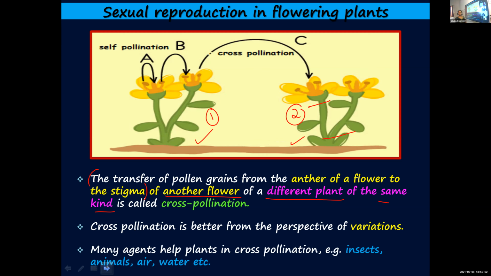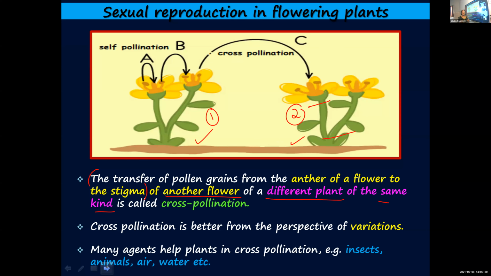And there are different agents to carry out cross-pollination. This you might have learned in lower classes, maybe class 7, agents of pollination. Insects, animals, air, water, all these are different agents which will help in pollination. These organisms can carry pollen grains from the anther of one flower to the stigma of another flower. Say for example, insect.